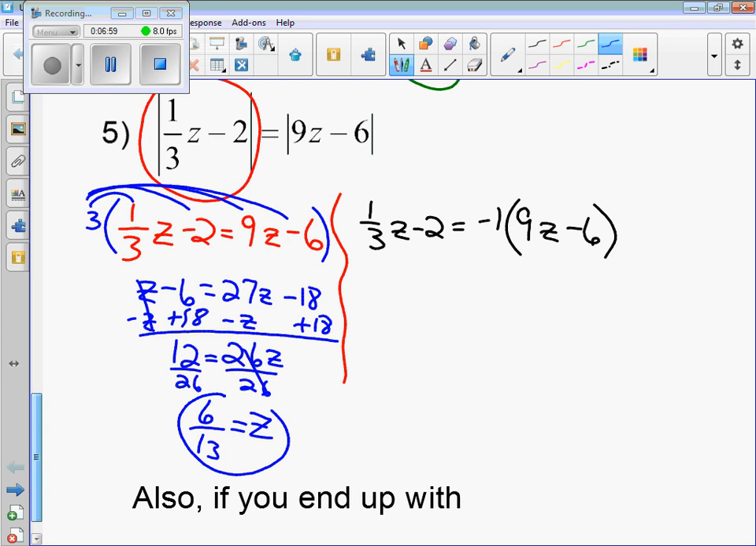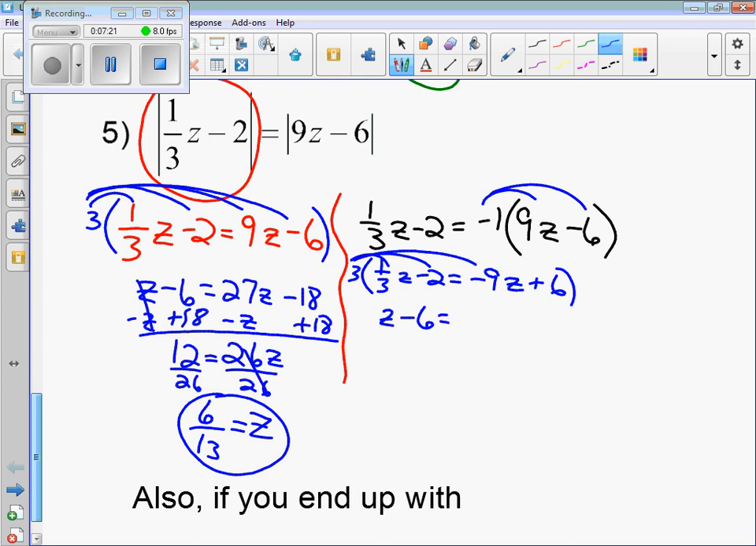And then over here, I'm going to distribute the -1 in first. So 1/3 z minus 2 equals -9z plus 6. And multiply by 3. I'm going to get rid of all the fractions always. Not a huge fan of fractions when solving equations, so I get rid of them.